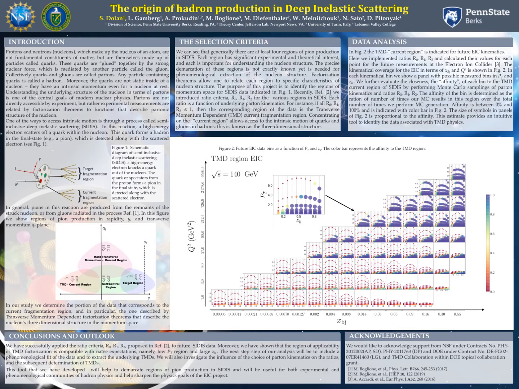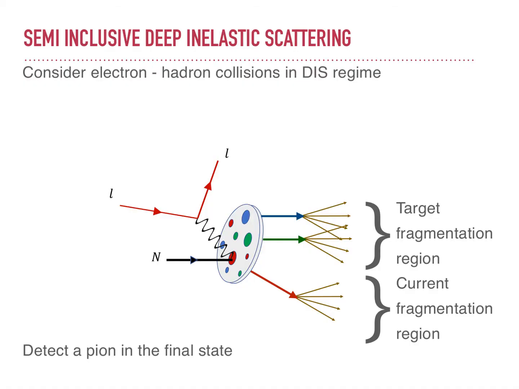As you can see from the title of the poster, The Origin of Hadron Production in Deep Inelastic Scattering, this study is focused on gaining a better understanding of the intrinsic motion of the partons that make up the nucleon. One way this can be done is by studying a process called semi-inclusive deep inelastic scattering, also known as SIDIS. In this reaction, a high-energy electron scatters off a quark within the nucleon.